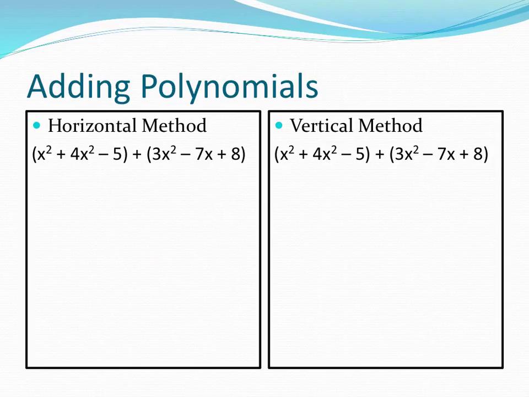And from that point, we can circle our like terms. And we're going to write them out side by side for the horizontal method. And let's go back and circle that 4x squared because that is a like term. Now let's look at our constants.